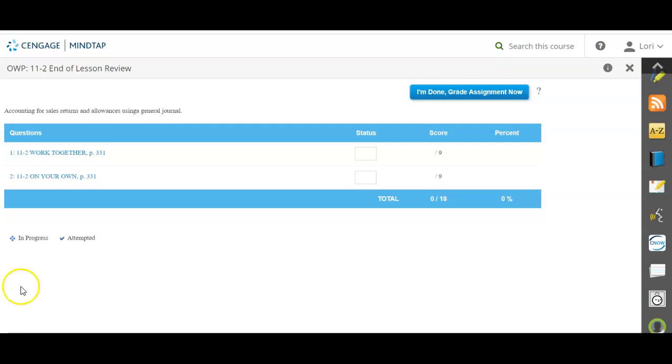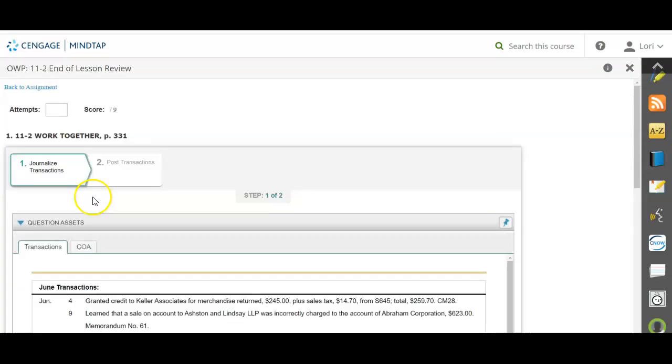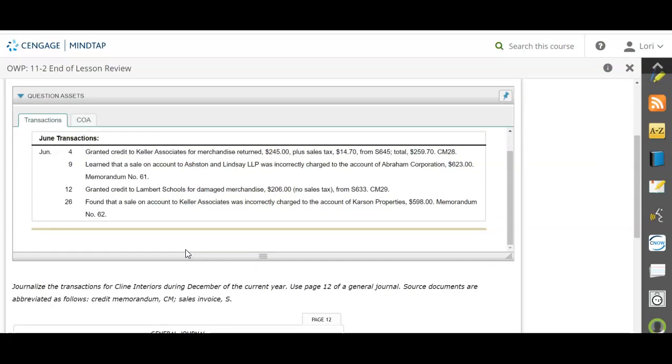Okay, guys, so here's the one for 11-2, which is all about recording sales transactions using the General Journal. This is when our customers send us stuff back. I could swear I did this with you guys. I'm sure I did. But good news is I can use the work together. So let's open the work together. And again, we're working in the General Journal, and these, again, are customers that returned stuff to us.